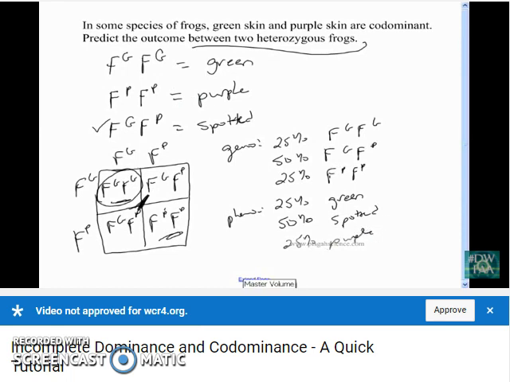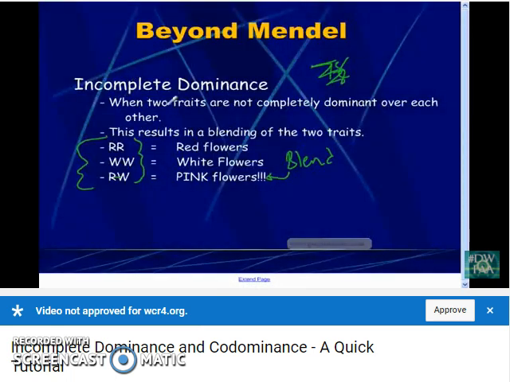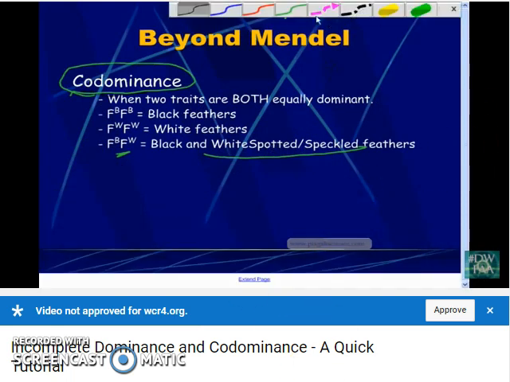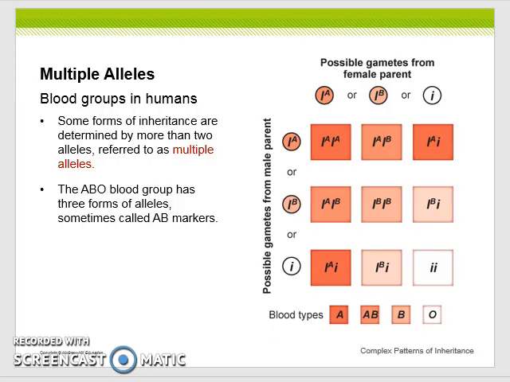Alright, and that's how you do codominant and incomplete dominance. Remember, in incomplete dominance, you're going to get a blending. In codominance, you're going to get spotted or speckled. Alright?